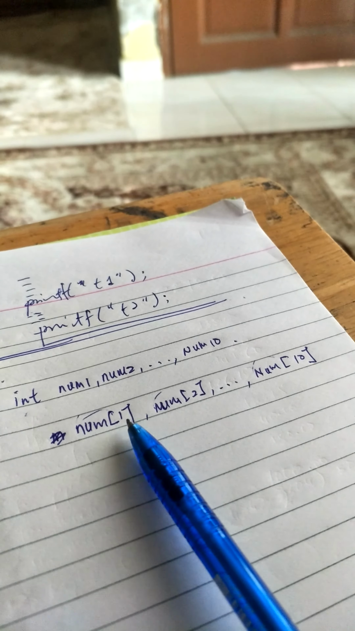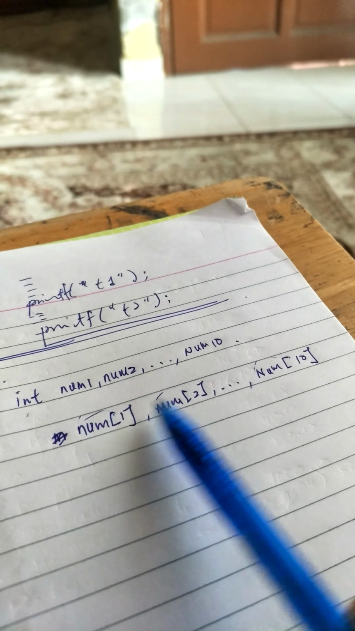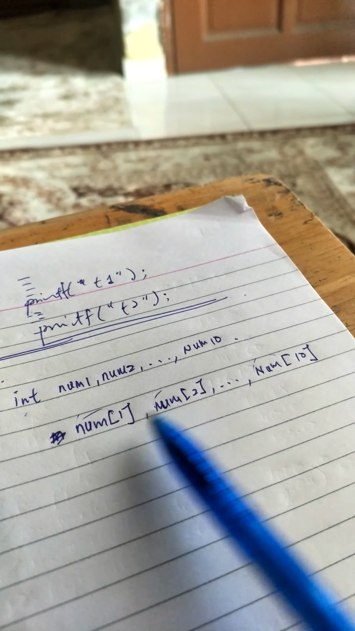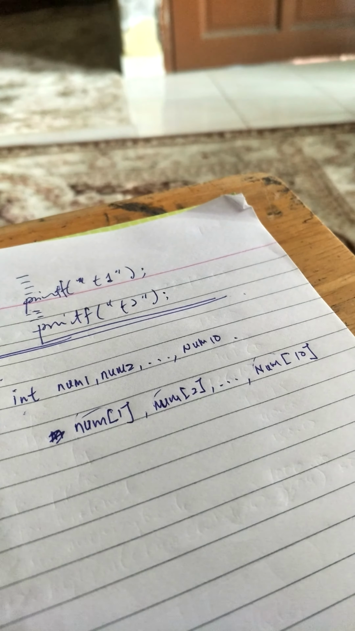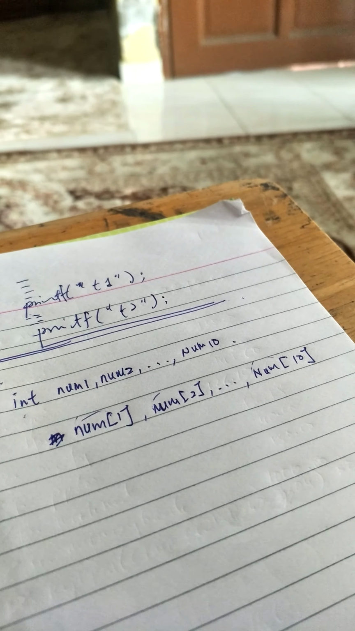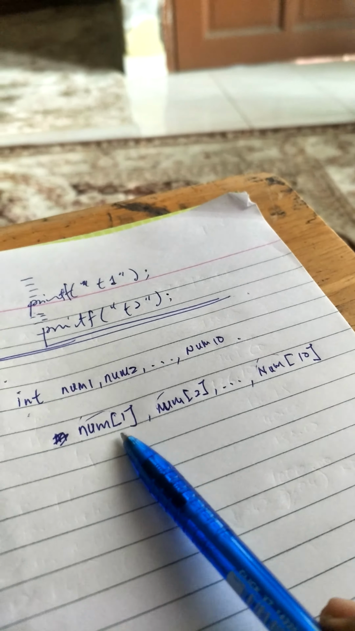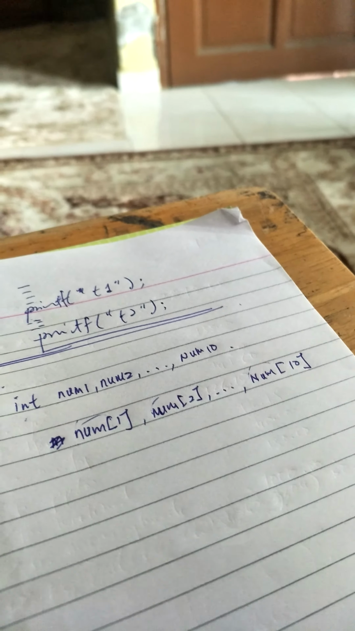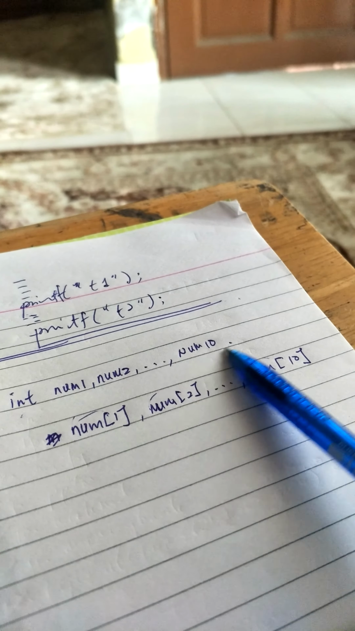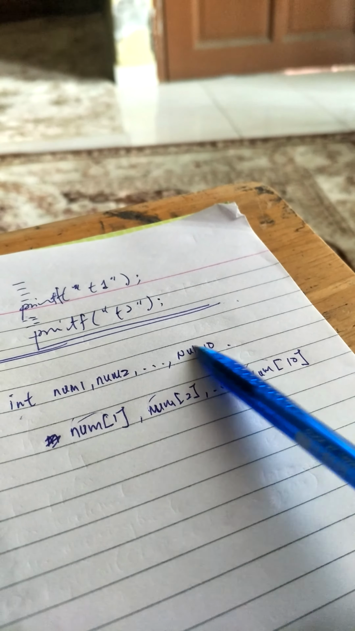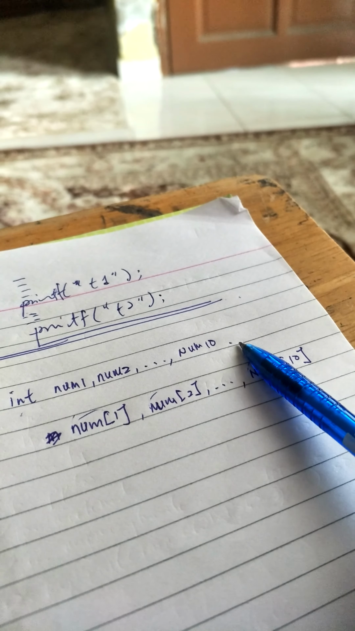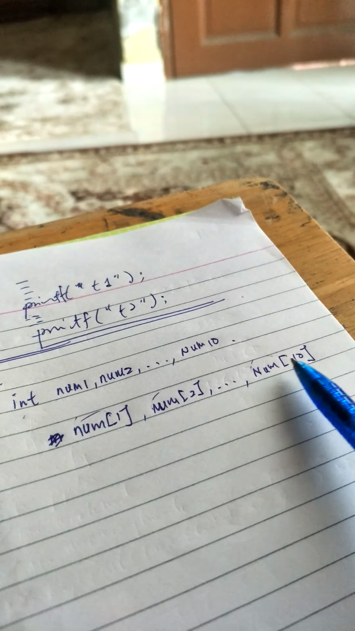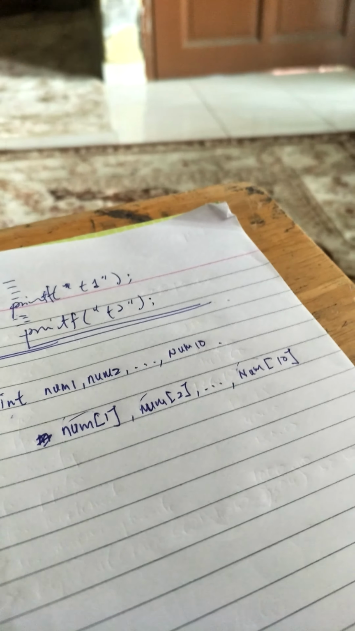Each of these we call an index or subscript, and each represents one value. So that can represent one value, that can represent one value, and so on. Now, instead of declaring 10 integers, you can just declare one integer that can store 10 values. You can look at it this way.